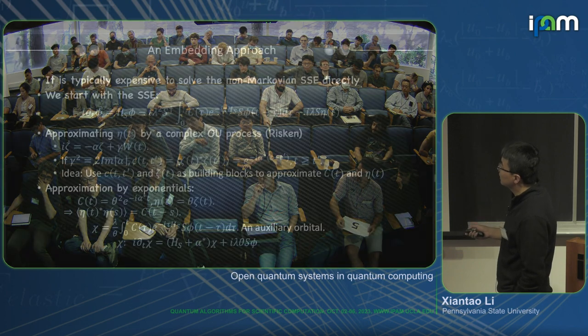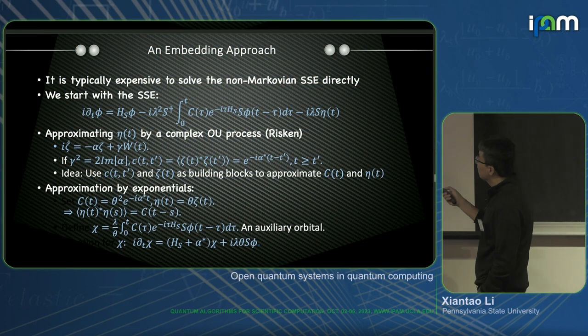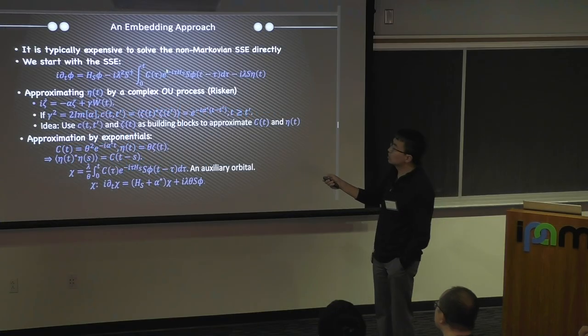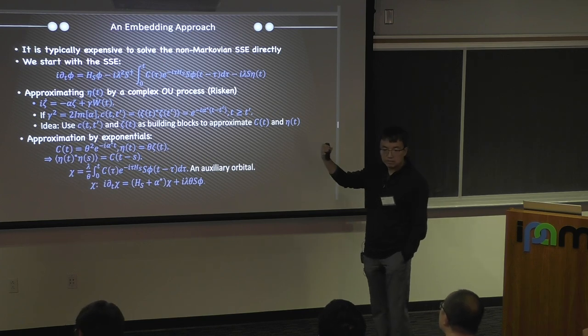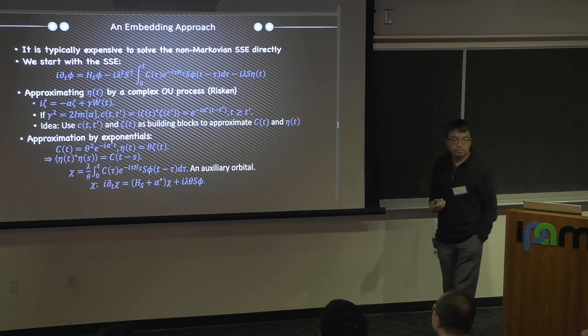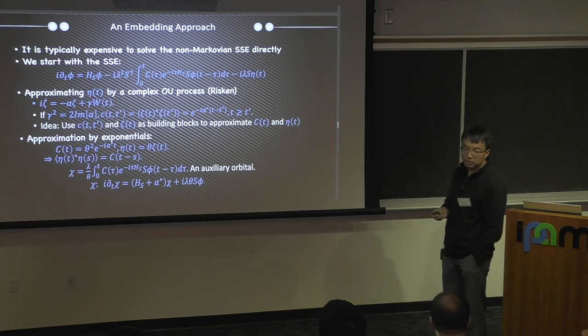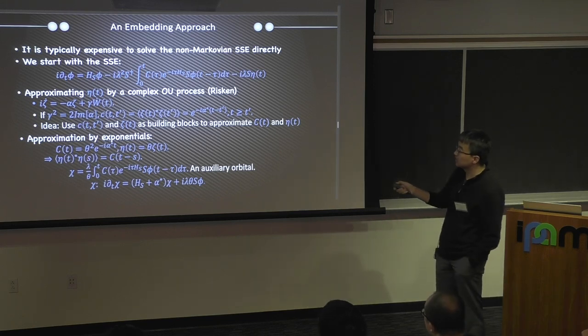Right, right. So that's exactly this equation right here. So the correlation of eta is exactly C of tau. So C of tau can have a large correlation length. It doesn't have to be a delta function. We introduce an extra copy to keep it Markovian. That's right. So that's this embedding trick.